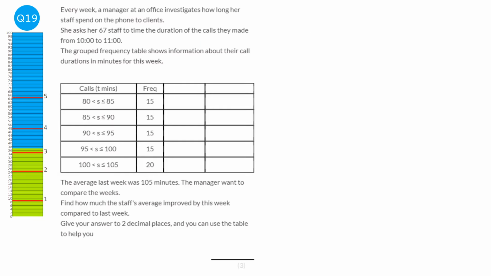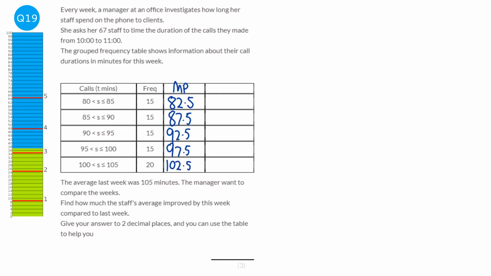So the first thing we need to do is work out the mean for the data in the table. So to start off doing that, we're going to work out the midpoint of each group. So we've got 80 to 85, and to find the midpoint, you add the 80 and the 85 together, then you divide by 2. So this will be 82.5, then 87.5, then 92.5, then 97.5, and then finally 100 plus 105 divided by 2 is 102.5.